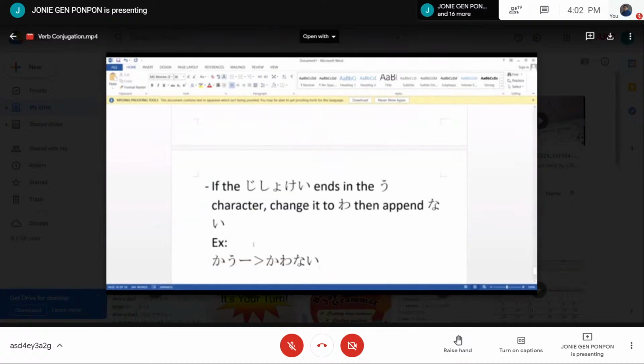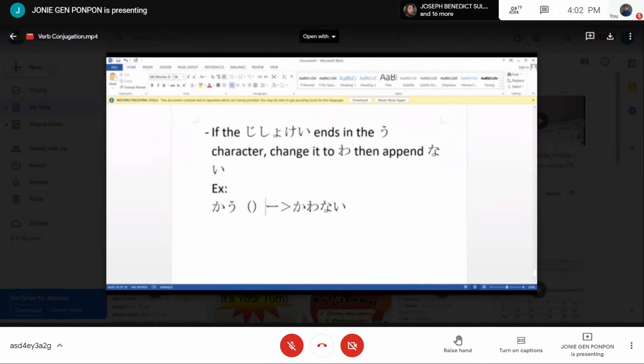Okay? Kau is to buy. So the nai form of the verb kau is kawanai, meaning I will not buy. In the casual form, ito siya ha, casual form. Instead of kaimasen, it will become kawanai under the casual form. Okay? So, that's how you create nai form for group 1 verbs.